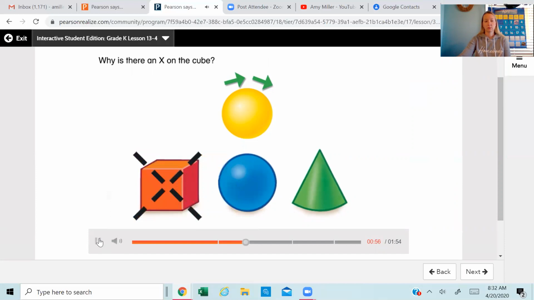Why is there an X on the cube? Why do you think they put an X on the cube? So far, the only clue they gave us was that the shape can roll. Can a cube roll? No, it cannot. So based on the first clue, we can already cross off the cube. We know it's not the cube. Let's see if we're right. The cube is the only shape that cannot roll. So you can cross off the cube.